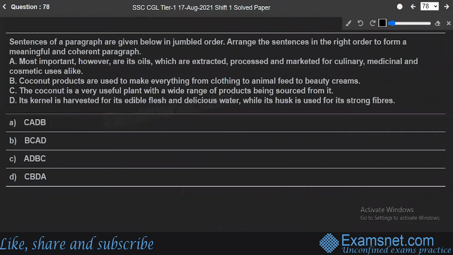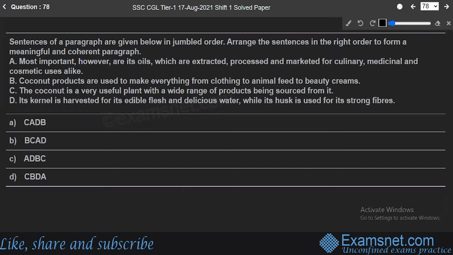Next is question number 78. Here you are given a paragraph in which few sentences are given and those sentences are in jumbled order. You have to arrange the sentences in the right order to form a meaningful and coherent paragraph. Let's read all of them so that we can have a clear picture of what will be the sequence of the sentences.